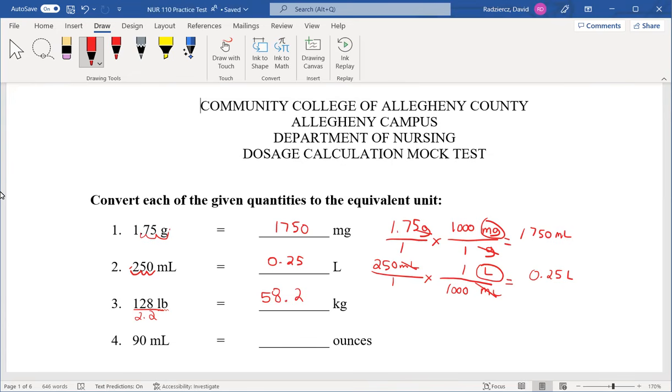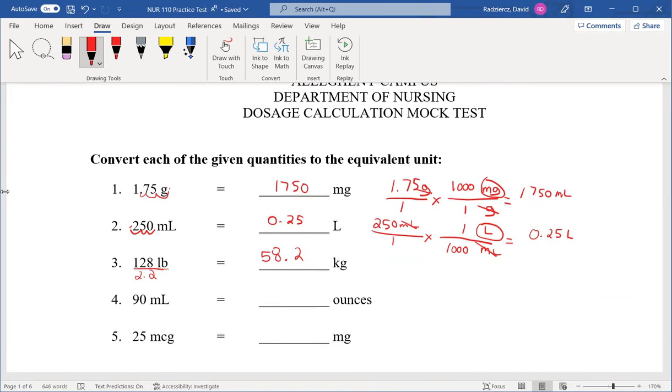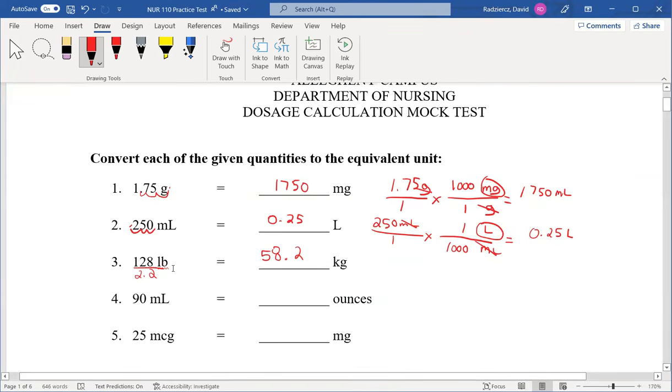Round to the nearest tenth if it's greater than 1. Round to the nearest hundredth if it's less than 1. And again, rounding is applicable to pretty much everything, excluding when you're doing your basic unit conversions, such as going from grams to milligrams, micrograms, milligrams, and so on and so forth. All right.